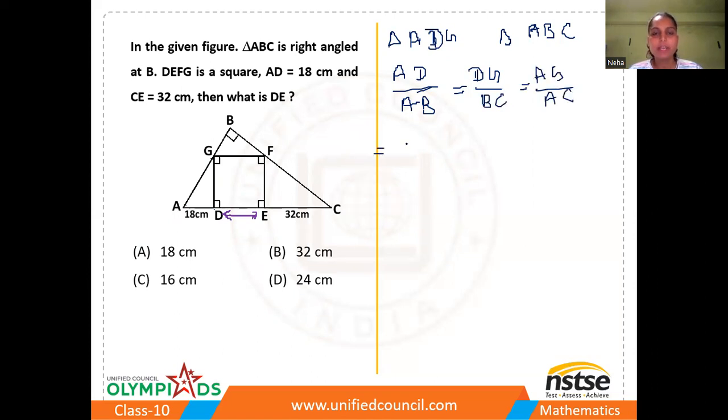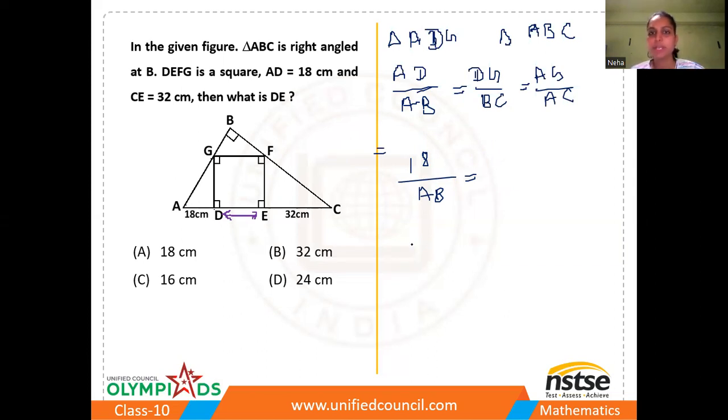Correct? Now some measurements are given. AD is given, it is 18. AB is not given. DG is also not given. BC is also not given, so I'm not putting it here. AG is not given, and AC is also not given here. But one term is given that I write here.